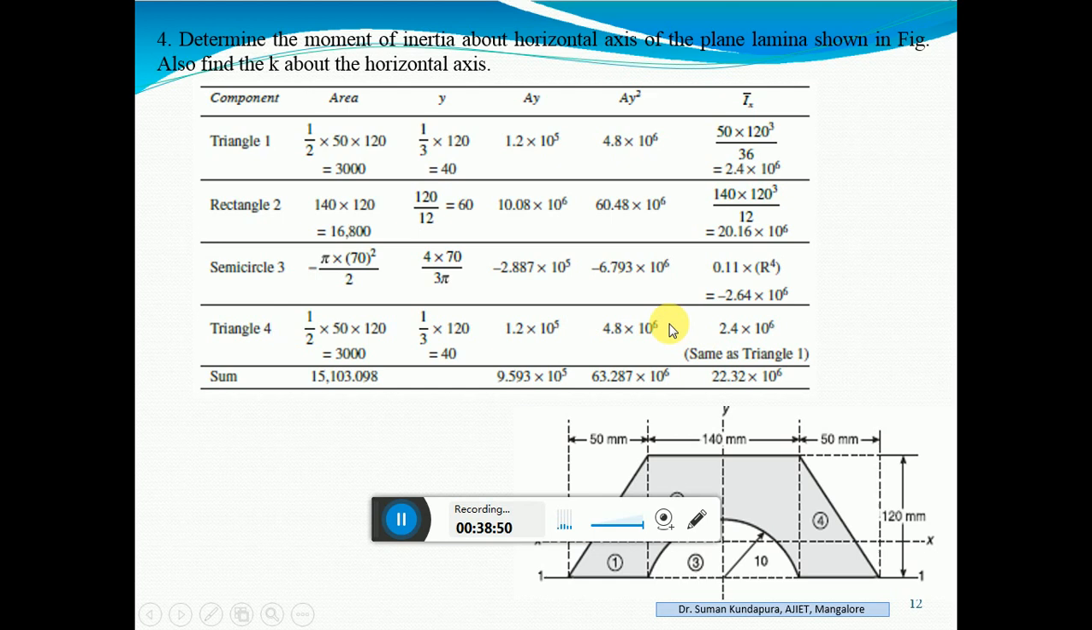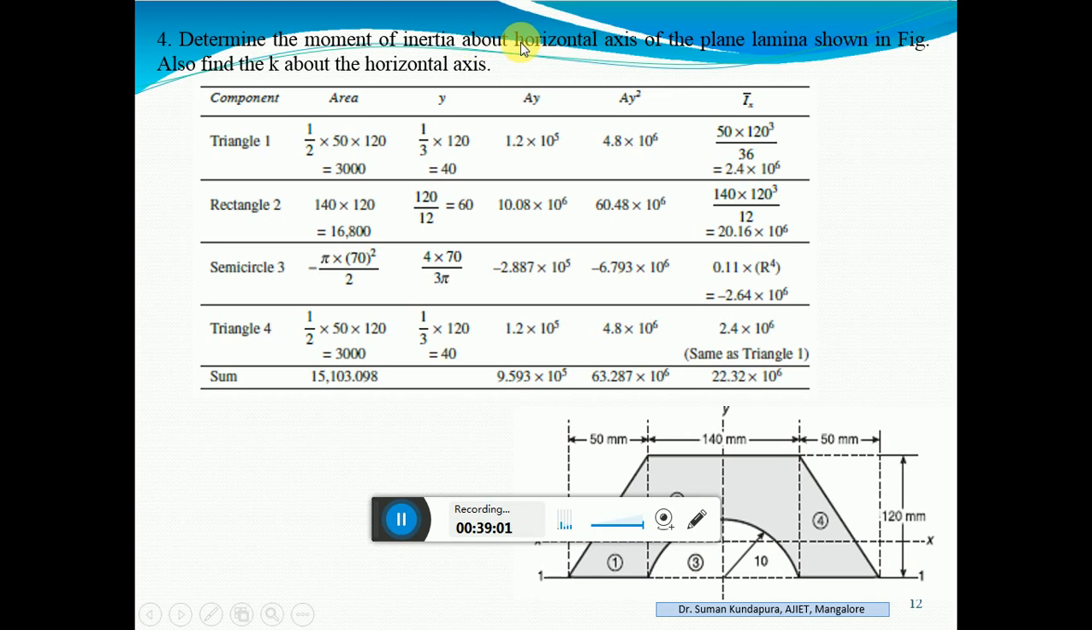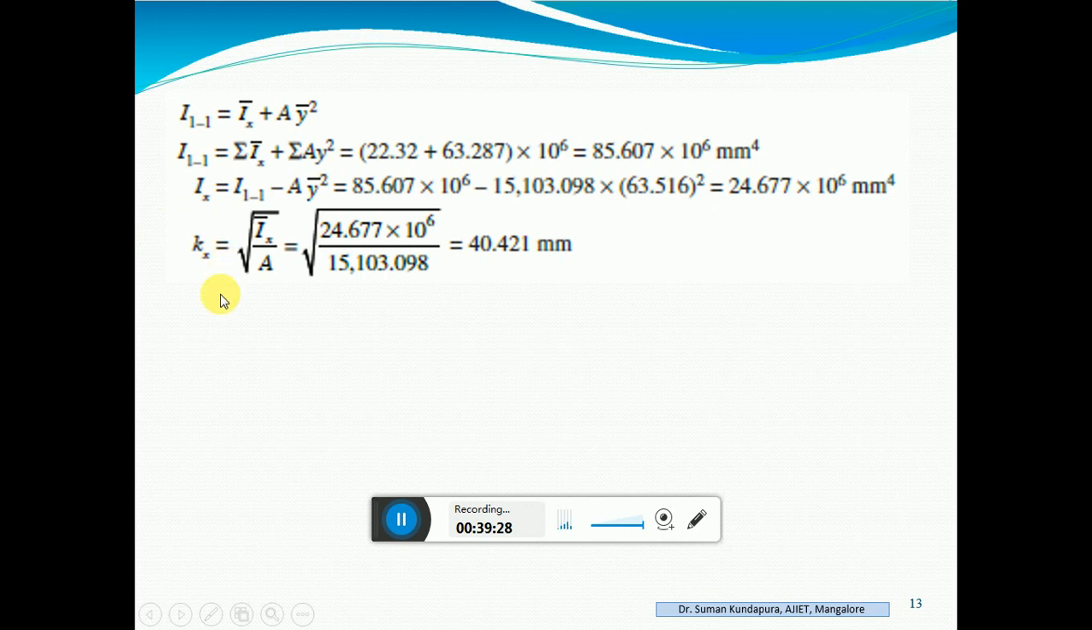Next problem is to determine the moment of inertia about the horizontal axis of the plane lamina shown in the figure. Also find K about the horizontal axis. When I say K about the horizontal axis of the plane lamina shown in the figure, you are supposed to find Kx.